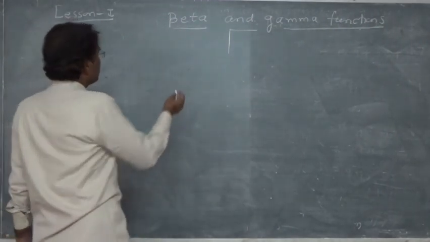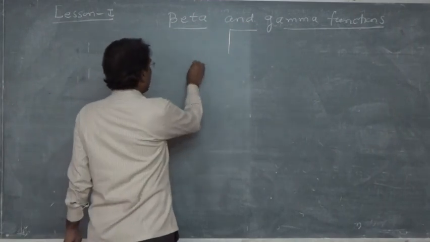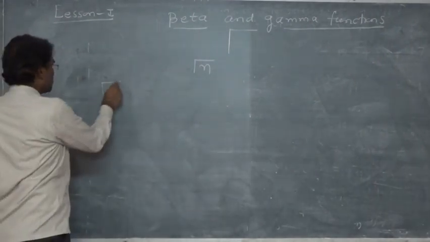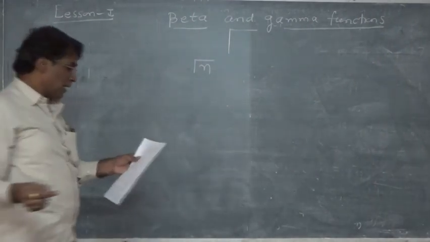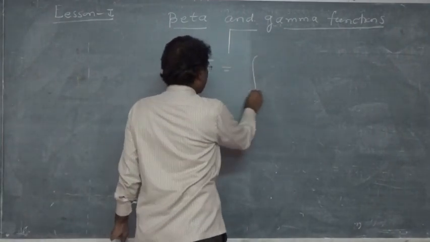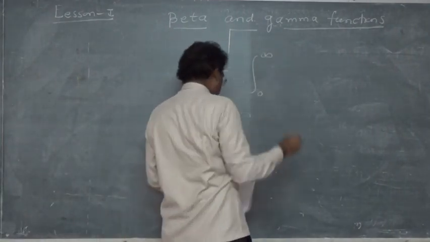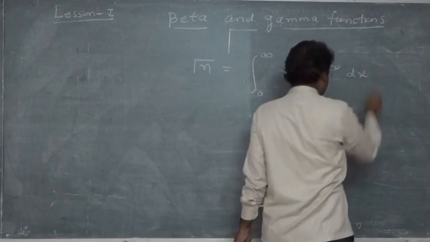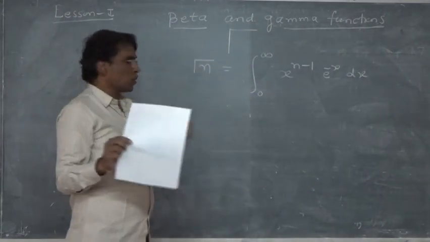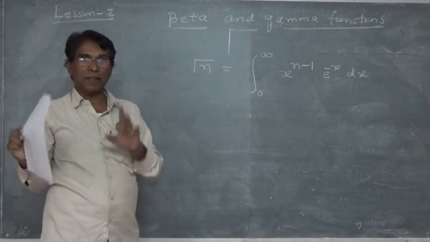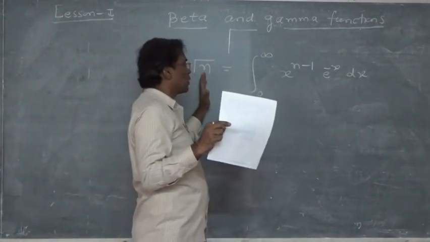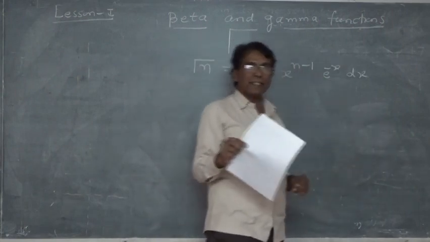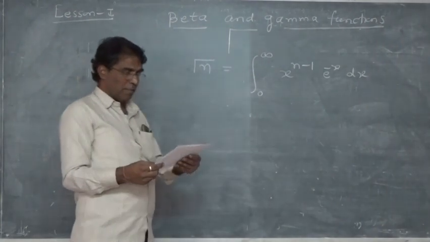First of all, the gamma function is denoted like this. Suppose n is there, gamma n is the notation. Now how is it defined? Gamma n is equal to an integral from 0 to infinity of x raised to n minus 1, e raised to minus x, dx. This is the definition of the gamma function. You keep it in your mind.